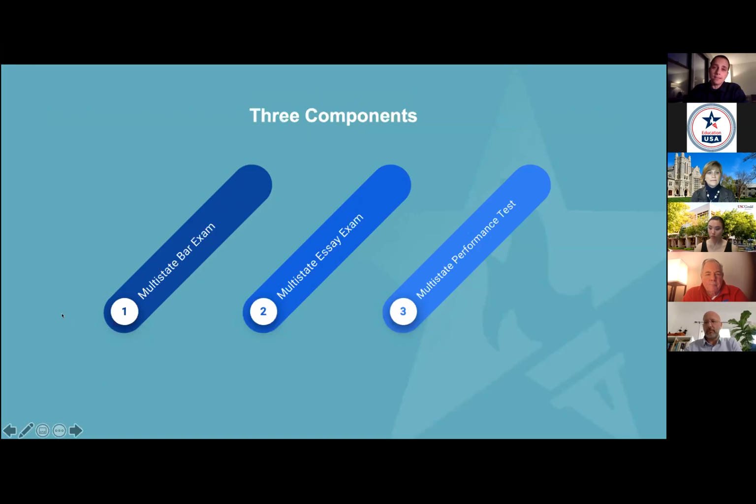The UBE consists of 3 components. One is the multi-state bar exam, one is the multi-state essay exam, and the other one, the multi-state performance test. You don't need to memorize those words. This is just to give you an idea of what the tests are, and we look into this with more depth.